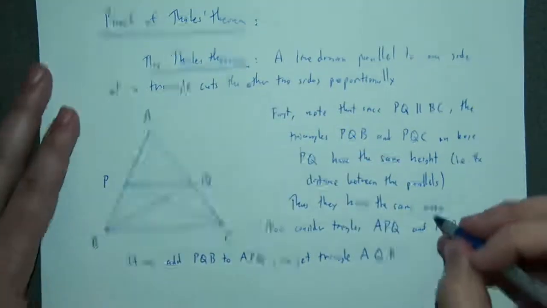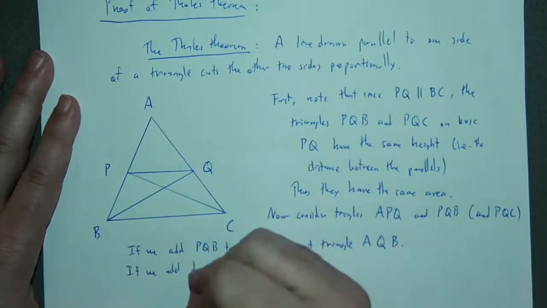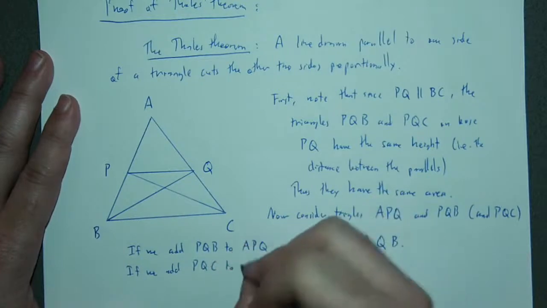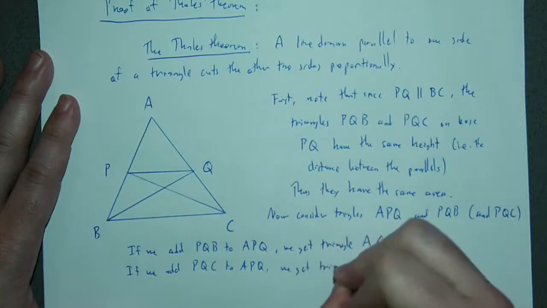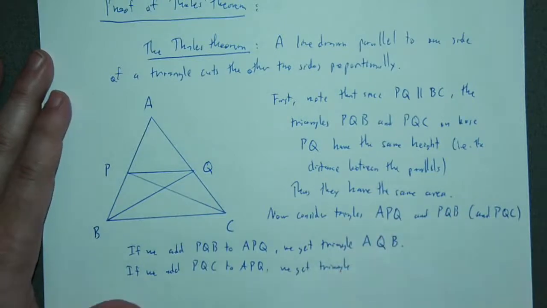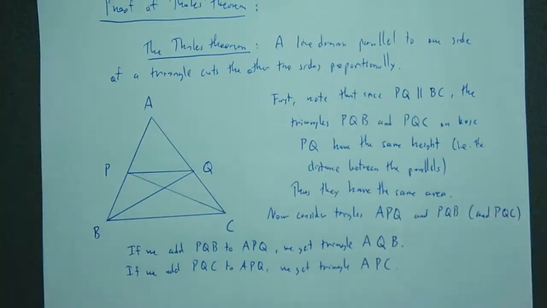Okay. If we add PQC to APQ, we get triangle APC. Okay. But we're adding equals to equals, right?